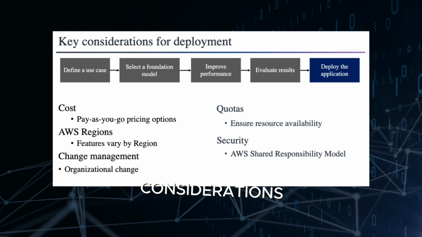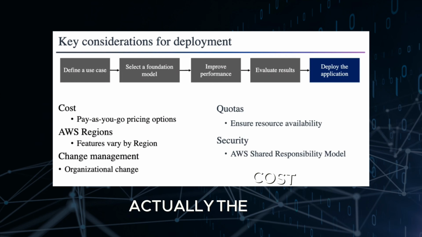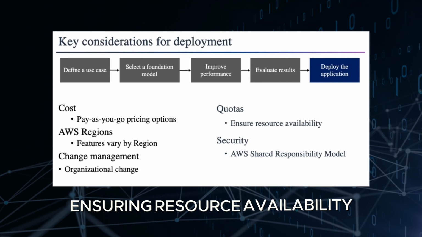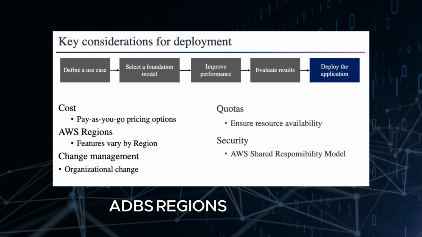And so some of the key considerations for deployment is actually the cost, so pay-as-you-go pricing options; quotas, ensuring resource availability; AWS regions, features vary by the region; security, AWS shared responsibility model; and change management, organizational change.